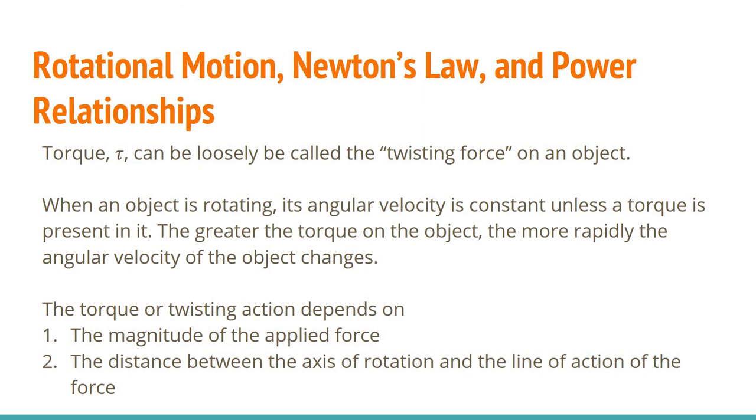Okay, so the more rapidly the angular velocity of the object changes, the greater the torque applied on the object. The torque or twisting action depends on, number 1, the magnitude of the applied force. So the twisting action, ang iyang pagtuyok, depends on the amount of torque or the applied force. Number 2, the distance between the axis of rotation and the line of action of the force.